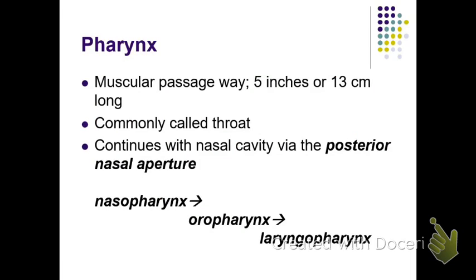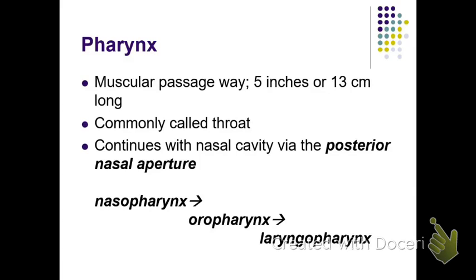Moving down the respiratory tract, we have the pharynx, and it is about 5 inches or 13 centimeters long, and is typically referred to as the throat. And the pharynx continues into the nasal cavity using the posterior nasal aperture. And the pharynx has 3 subdivisions.